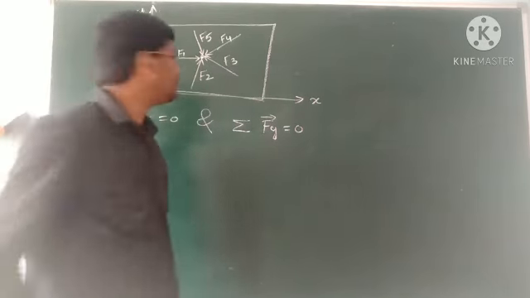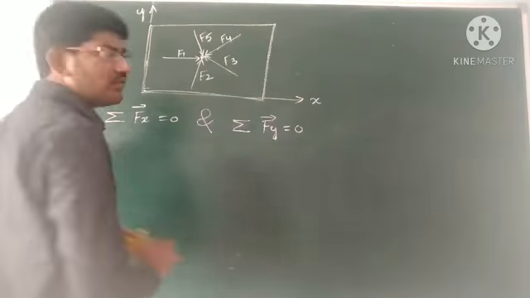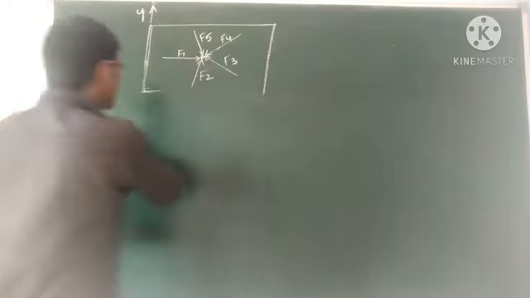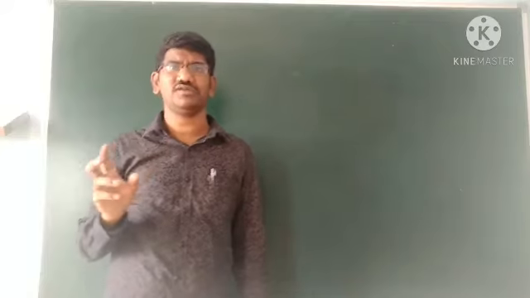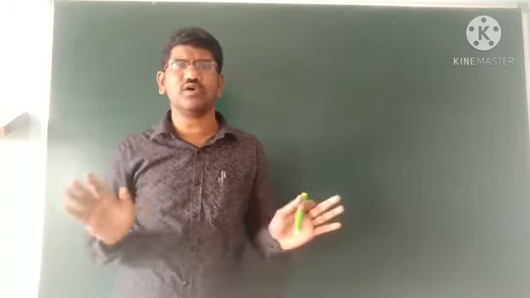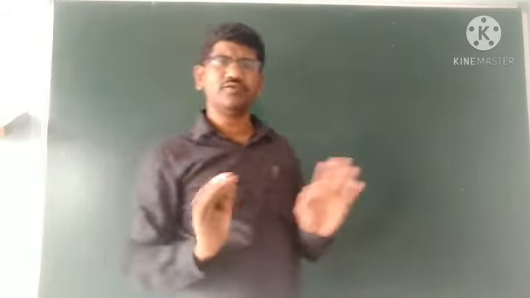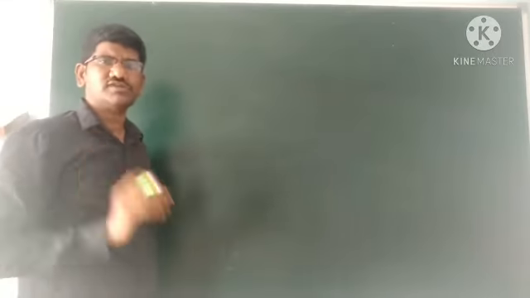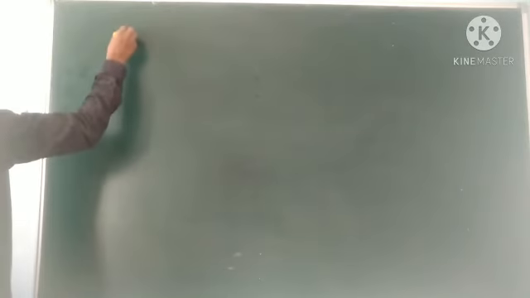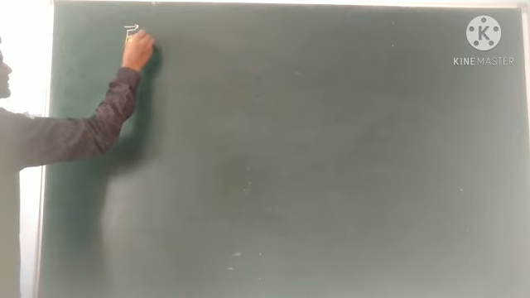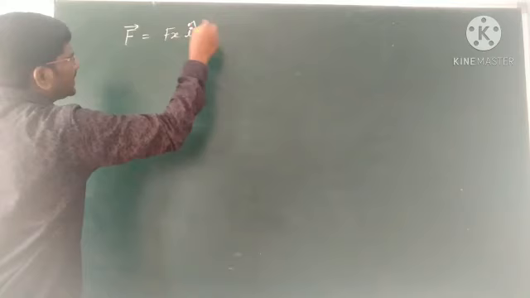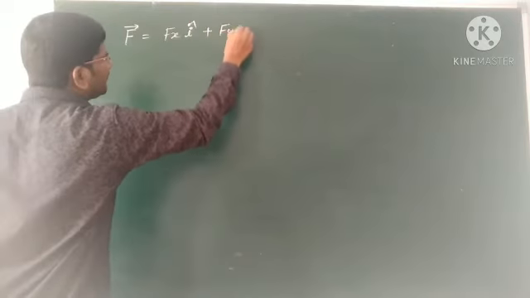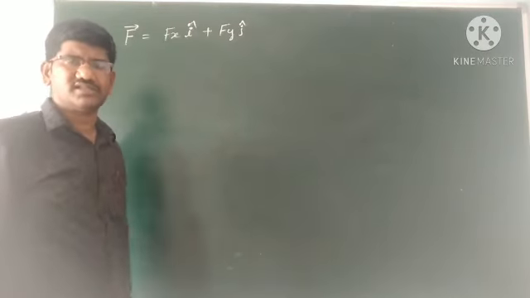And the next situation, the next point you see, students. So what is the next point? If some number of coplanar forces are acting on a particle and the resultant is not equal to 0, then the resultant force can be written as, since it is lying in the xy plane, F bar is equal to Fx into i cap, plus Fy into j cap. You can write like this.